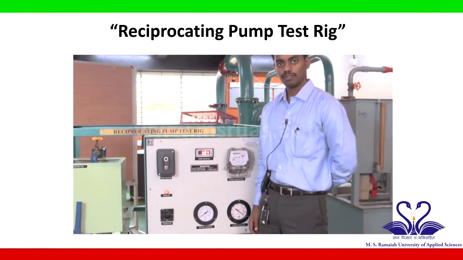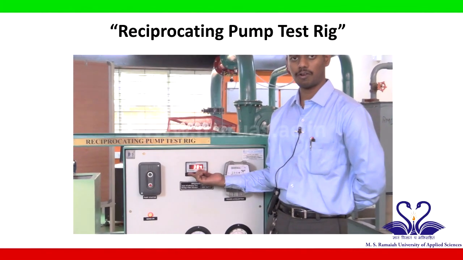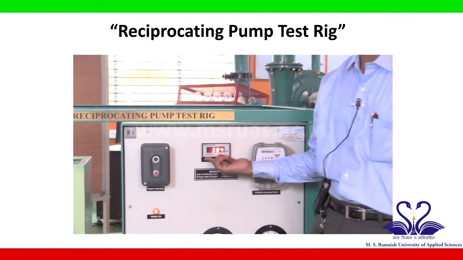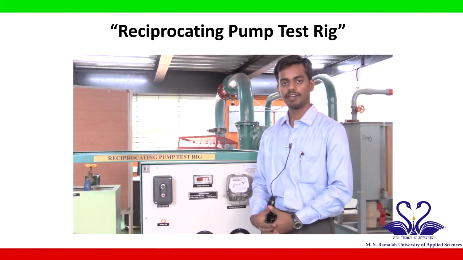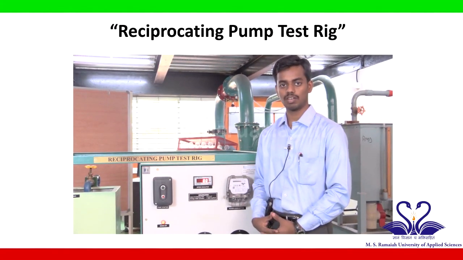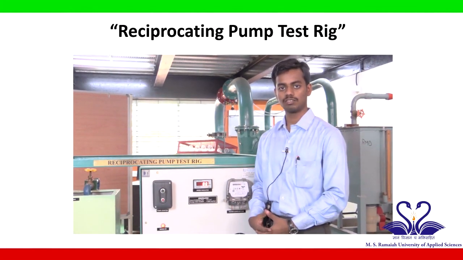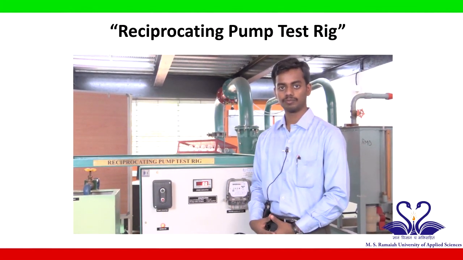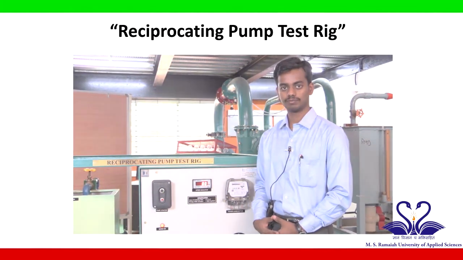We can observe that the speed of the shaft has reduced from 500 rpm to about 380 rpm. All the readings can be taken for three different speeds of the shaft, and we can calculate the efficiency of the reciprocating pump. Also, we can plot a head discharge curve.